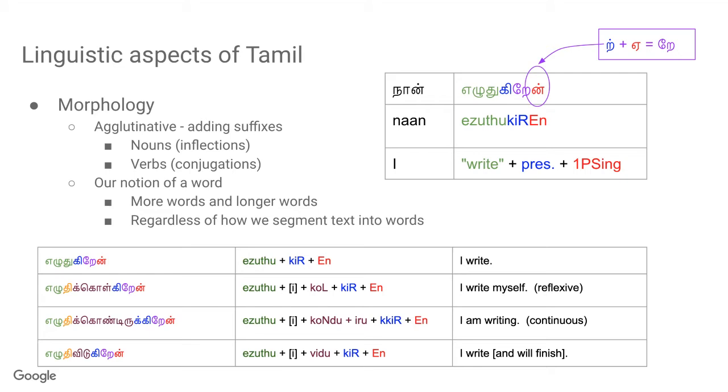And then you have to take that number and multiply it by the number of forms of the verbs. So down below, we don't just have the simple present tense, we also have I write myself, which is reflexive, I am writing, a continuous, and then there's another verb form called I write, and will finish. There's a completion that's indicated. And there are other verb forms as well. And this is true no matter what algorithm we use to compute the boundaries of the words.